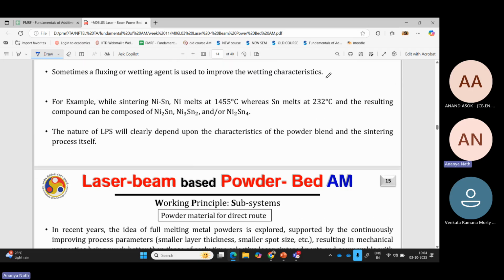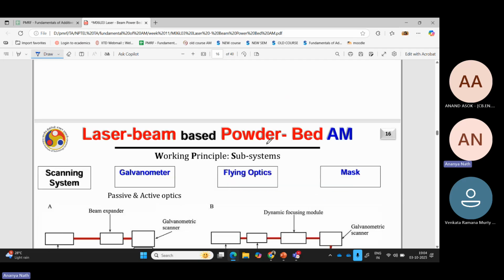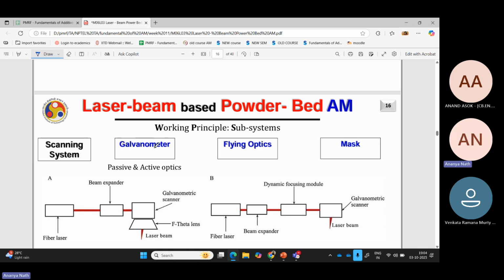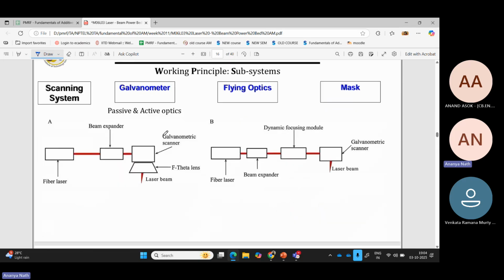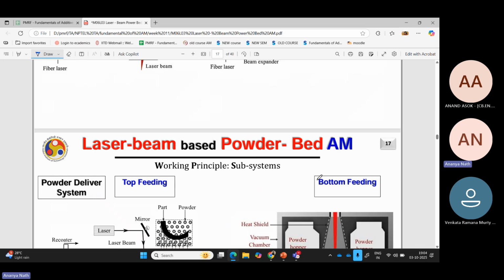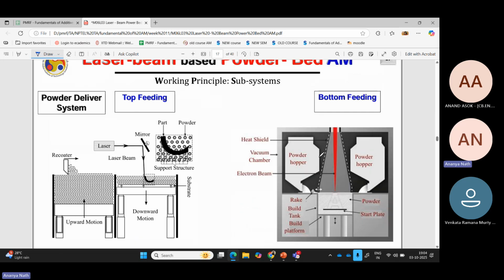These are the direct routes for the subsystem. Then for scanning system, I already told you it's the galvanometer based scanning system. So we have the flying optics. So the optics is in the air. Basically, it's moving. The galvanometer is moving to get the laser beam on the required position at a very high speed.